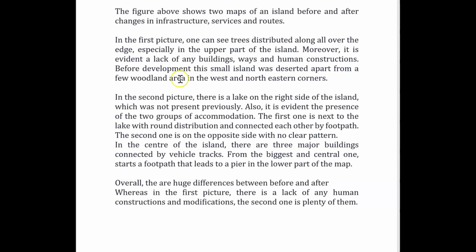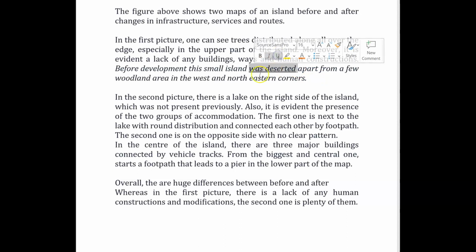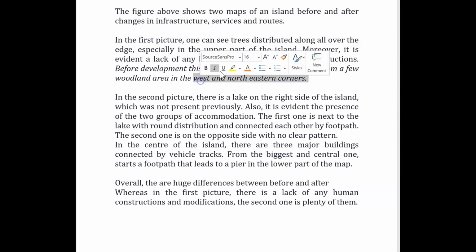Okay, so I'm looking for geography, yeah? I'm looking for this nice sort of grammar like "before development" rather than "in this picture one can see". So you can see this is a bit neater. "Was deserted": so I'm looking for passives. So this is a passive, "was deserted". So basically the key for this is passives and geography, and this kind of vocab which you've got, which is really nice, sort of building and development vocab.